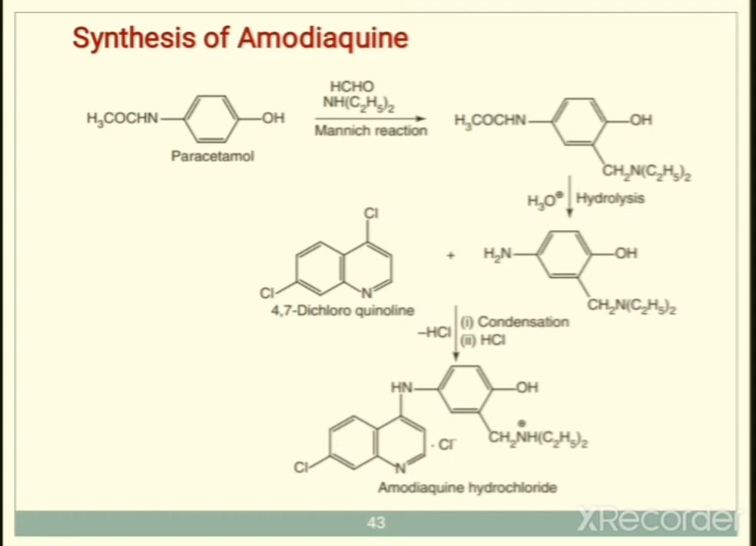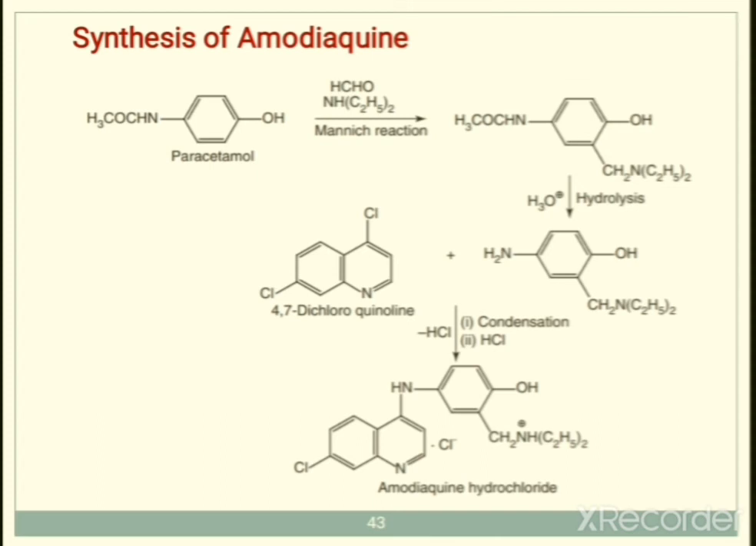Then further hydrolysis will occur, by which the NHCOCH3 bond is cleaved and the amine will be free. Further, this intermediate reacts with 4,7-dichloroquinoline; you can see its structure. The condensation occurs in the presence of HCl, between the chlorine on the ring and the NH2, by removal of HCl: H from NH2 and Cl from the dichloroquinoline ring. We will get amodiaquine hydrochloride.